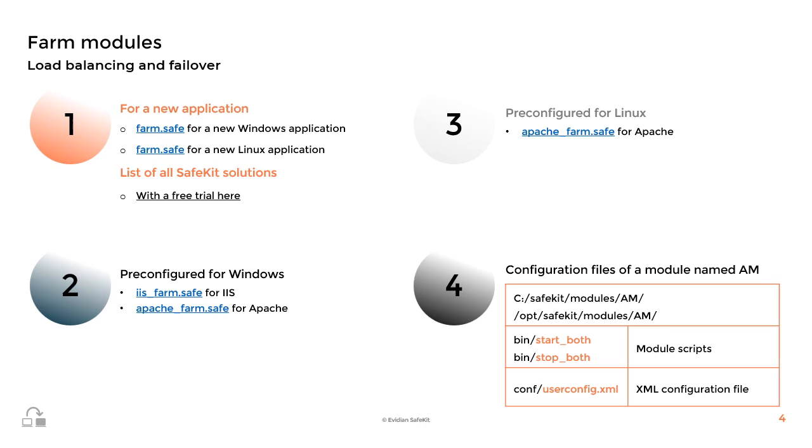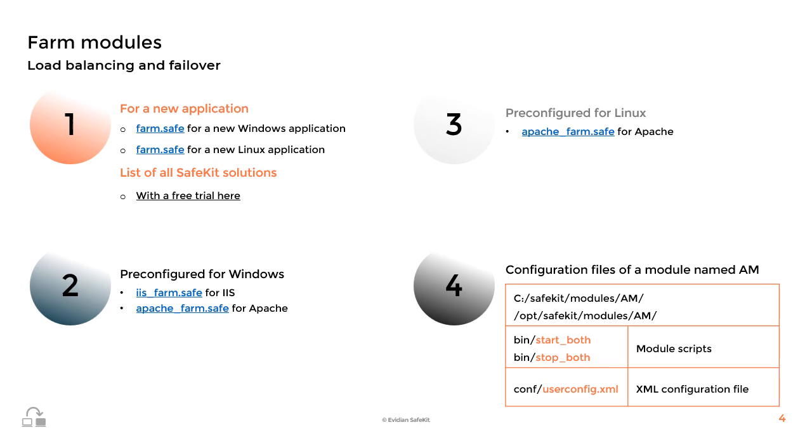Let's present to you the various solutions that you can implement with a farm module. Firstly, for a new application on Windows or Linux, you can utilize the farm.safe module. We offer a comprehensive list of SafeKit solutions on the Avidian website, all available with a free trial and a quick installation guide. Secondly, our pre-configured solutions for Windows include IIS farm.safe for Microsoft IIS Web Service and Apache farm.safe for Apache Web Service. Thirdly, our pre-configured solutions for Linux include Apache farm.safe for Apache Web Service.